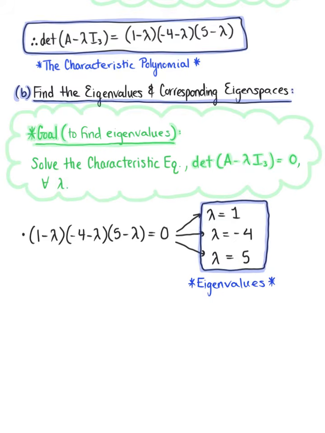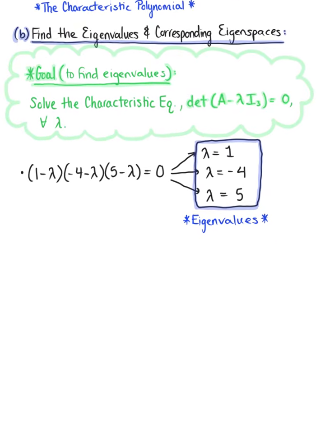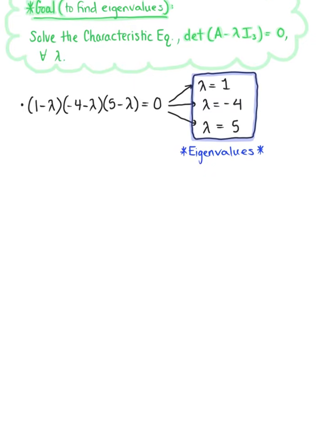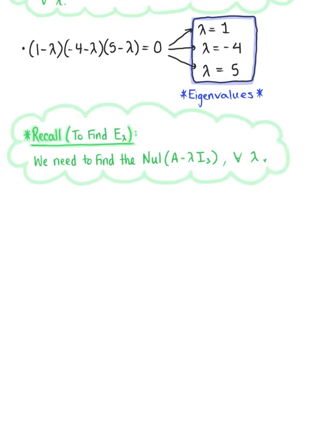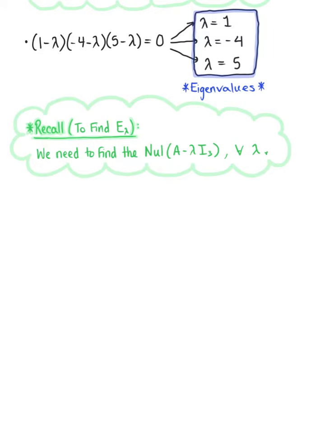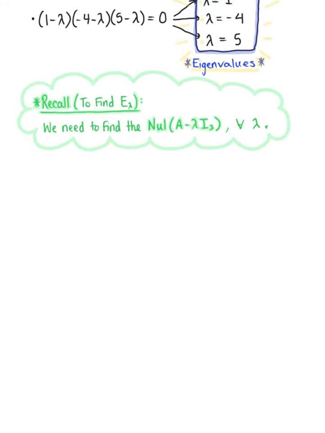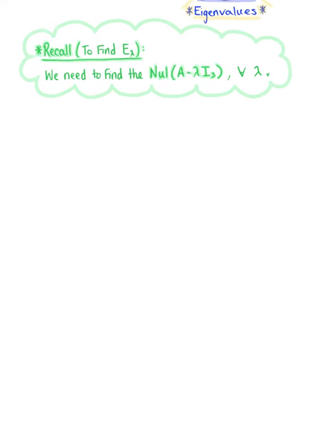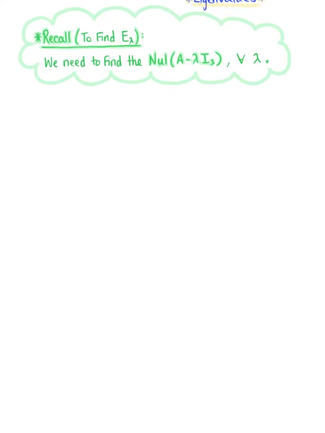Now, we also need to find their corresponding eigenspaces. So let's recall that to find an eigenspace, E sub lambda, we need to find the null space of the matrix A minus lambda times the identity matrix for all lambda. Now, since we have 3 eigenvalues, we're going to need 3 separate cases here. So let's go in numerical order. So case 1, when lambda equals negative 4.